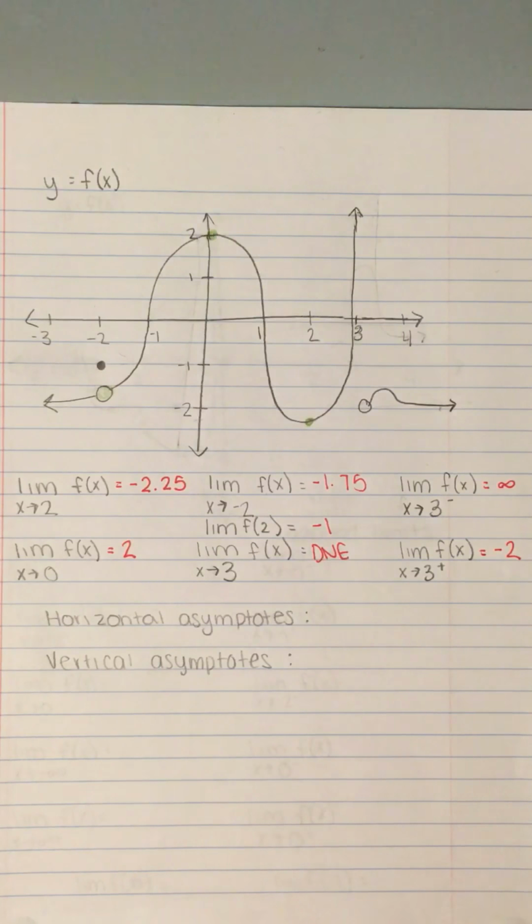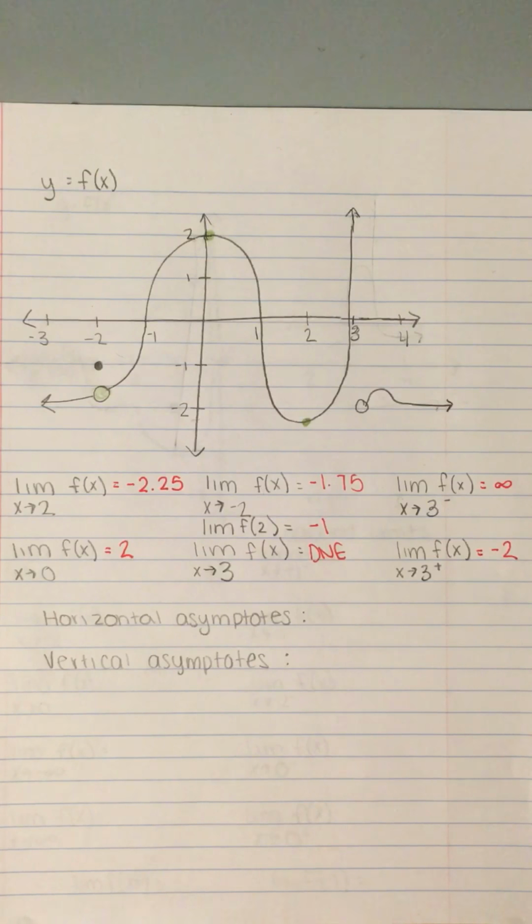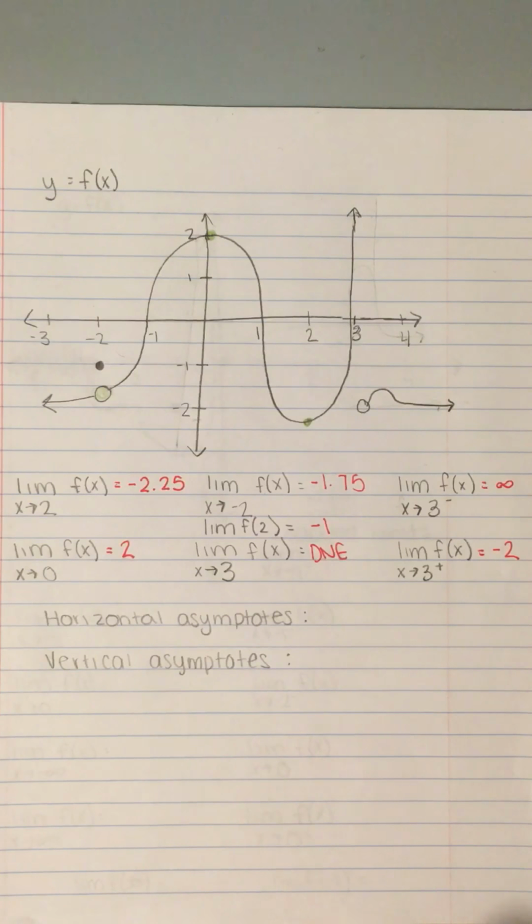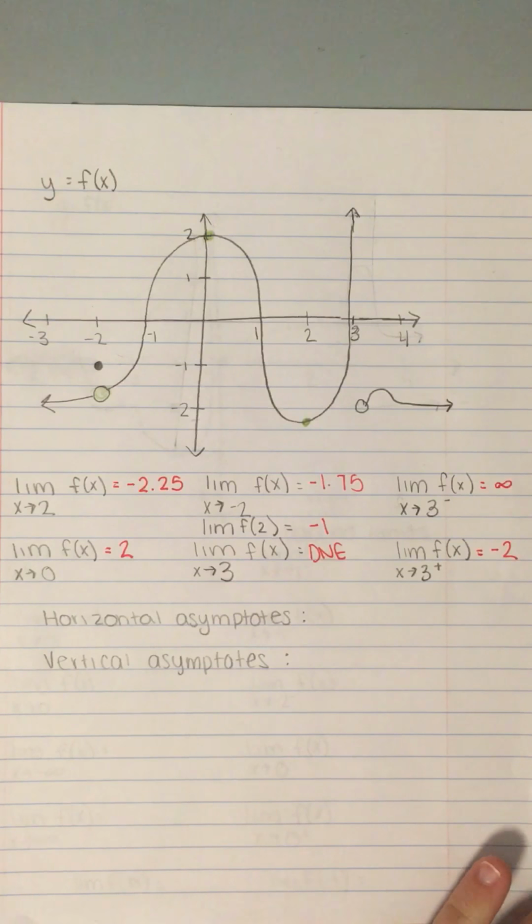Okay, now let's talk about some horizontal and vertical asymptotes. These are like imaginary lines, per se, that the function doesn't usually cross over. Horizontal asymptotes, they can cross over. Vertical asymptotes, they do not cross over whatsoever. So let's start with our horizontal asymptotes.